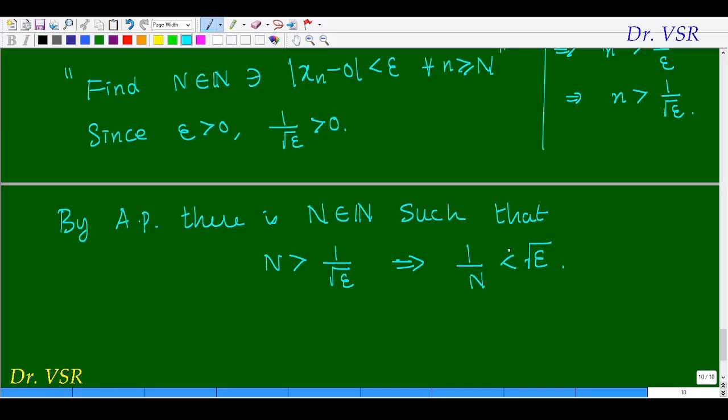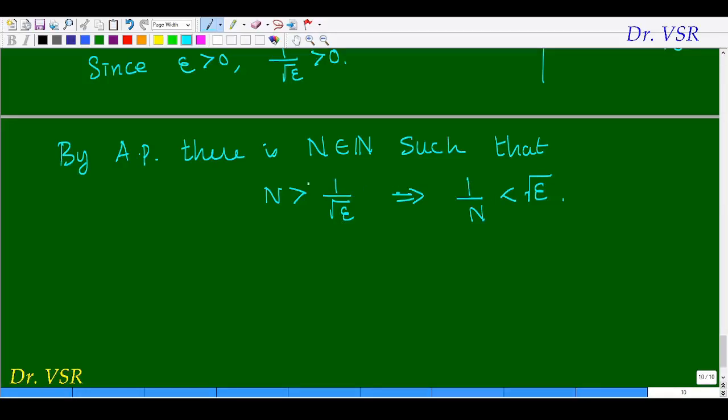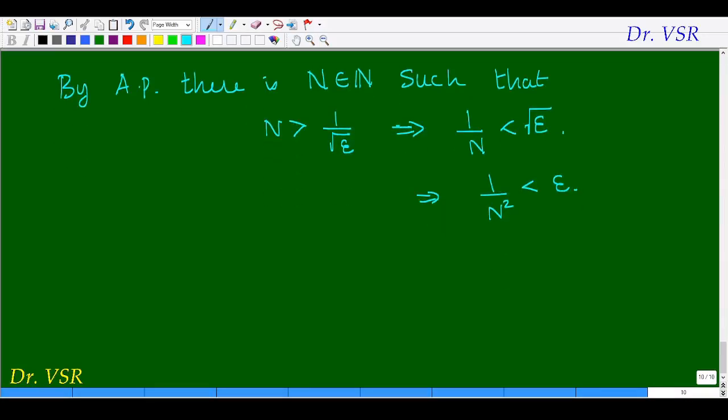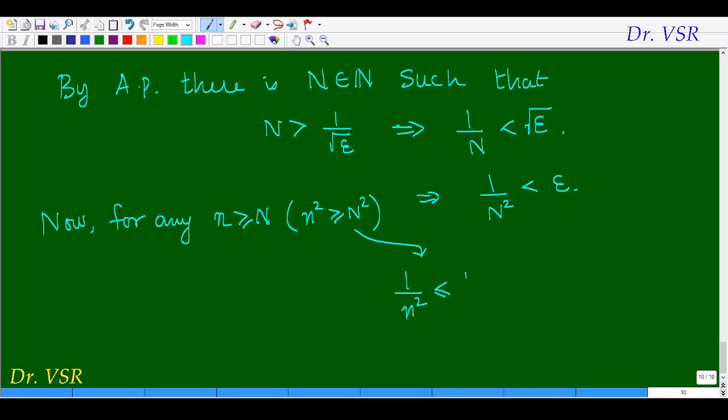Or we can say it another way: square both sides. So this implies that 1 by capital N square is less than root epsilon squared, that is epsilon. Now for any n greater than or equal to capital N, n square is greater than or equal to capital N square. This implies that 1 by n square is less than or equal to 1 by capital N square.